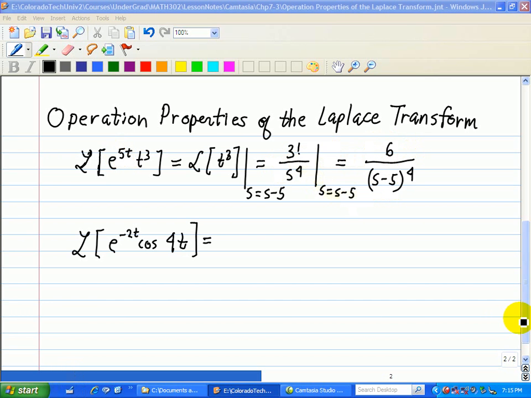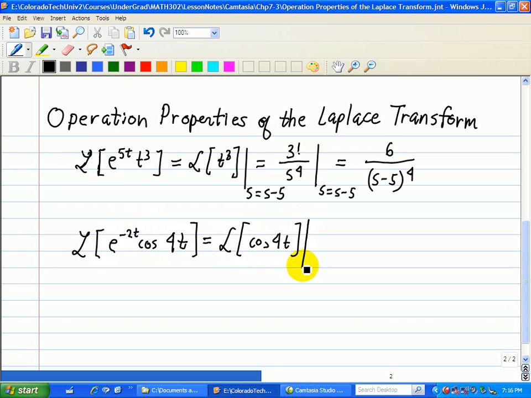Now we're going to do this second example illustrating the translation property, where we're given e to the minus 2t cosine of 4t, and we're asked to find its Laplace transform. Here, the first thing we need to do is find the Laplace transform of cosine of 4t. After we find that expression, wherever there's an s, we're going to replace it by s minus a, and minus a turns out to be minus a negative 2, so minus minus becomes a plus 2.